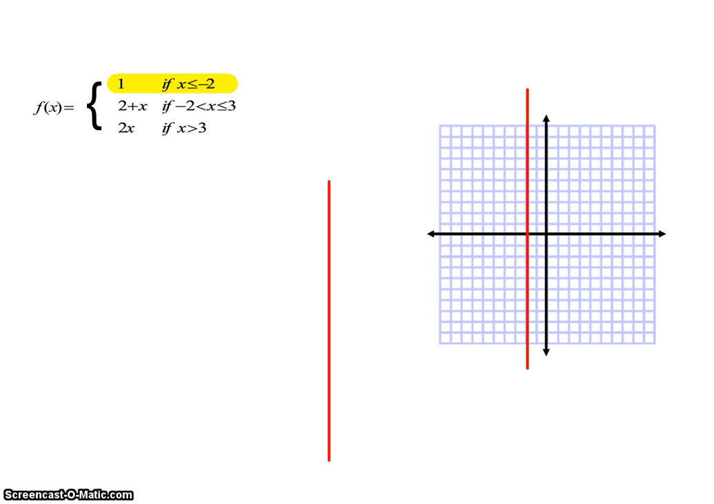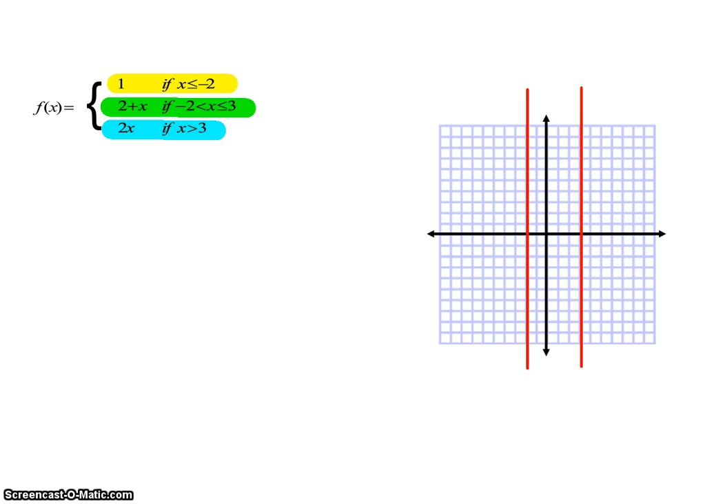The second part of my function is that f of x is going to equal 2 plus x when my value for x, my input, is greater than -2 and less than or equal to 3. So what that does, it creates yet another boundary. And then finally, our third piece is f of x is going to be defined as 2x whenever my x values are greater than 3. There's a number of different ways you can approach graphing this situation, but what you should notice is that I have 1, 2, 3 regions. Each of those regions will be a piece of my function.